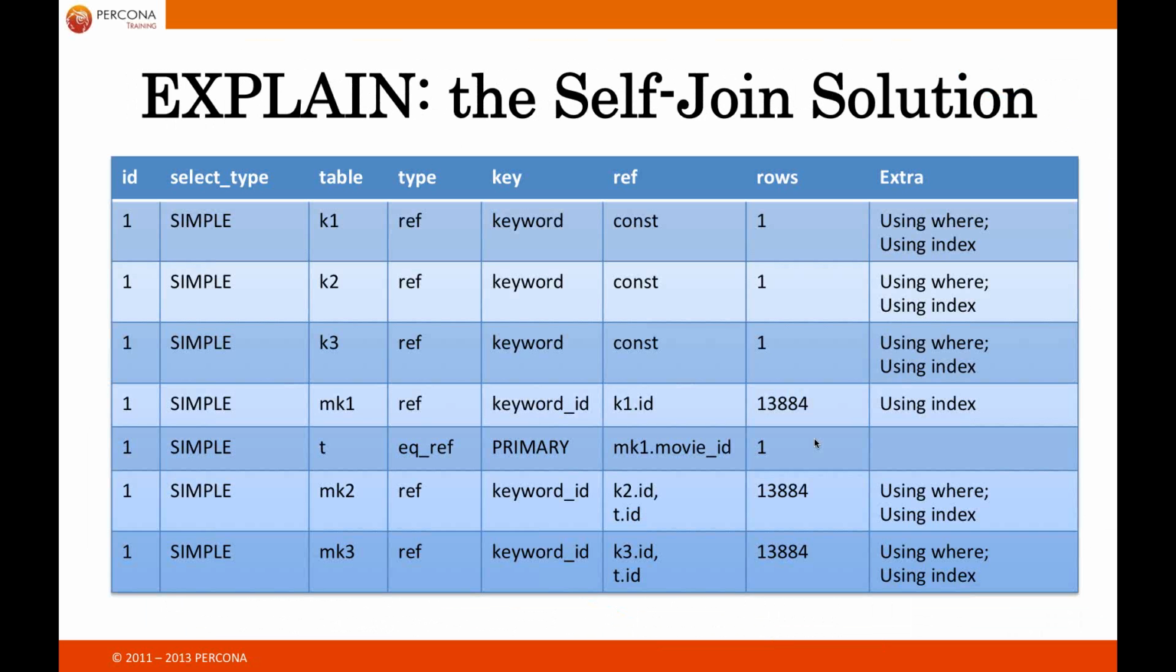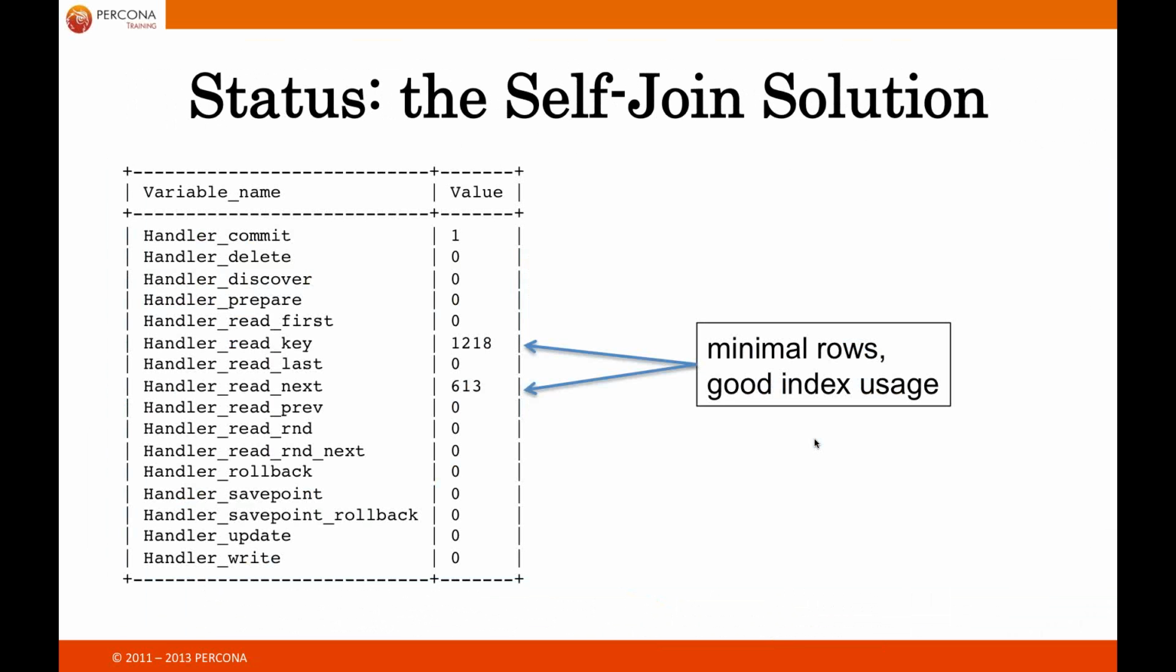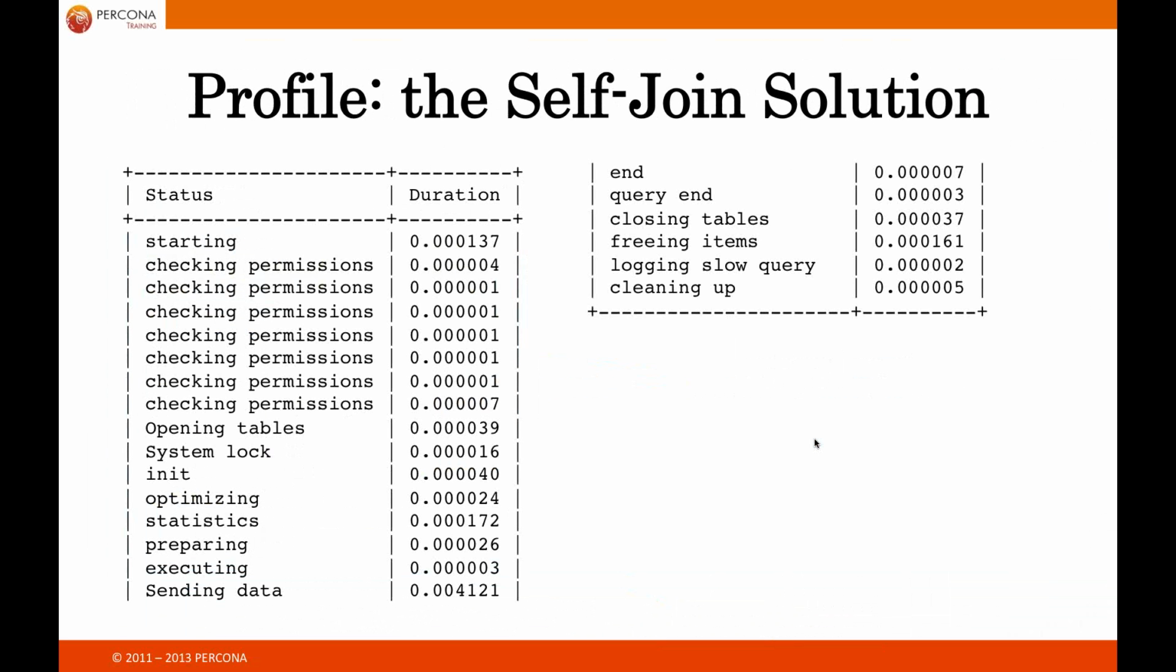The explain has more rows in it, but that's okay. Most of them say using index, so it's actually able to find the keywords quite quickly from indexes that are cached in memory. And then finally at the end of that, do a primary key lookup to the title. No temporary table. The updates and writes went away, and we were able to just do read key and read next, which are both index lookups and index scans to try to get good index usage. All of the values in the profile look very, very small. The biggest one is sending data, which is still only 4 milliseconds.